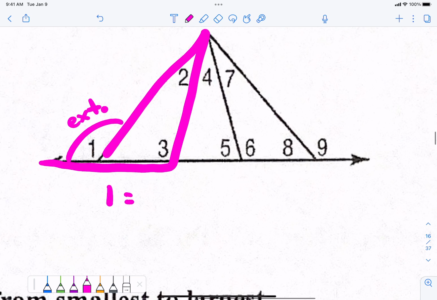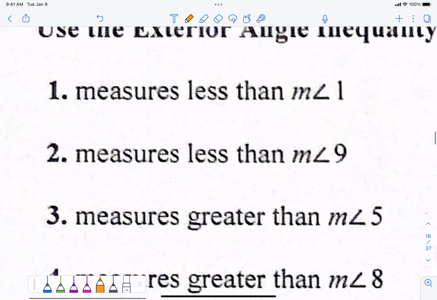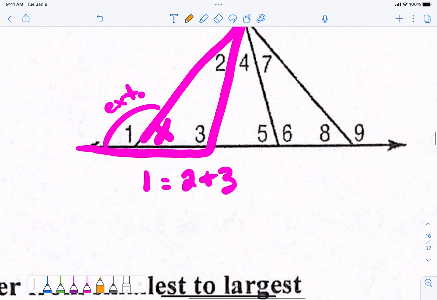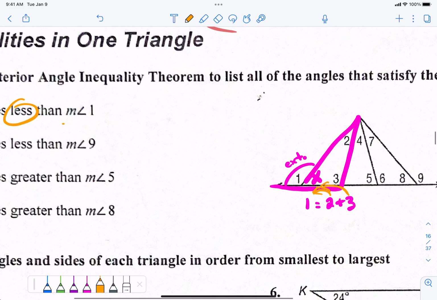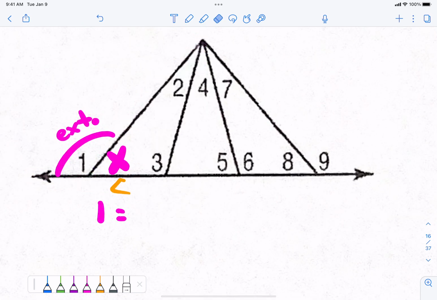Angles 3 and 2. 2 and 3, right? We don't talk about this angle. Angle 2 plus angle 3 makes angle 1, right? Okay? So if we're talking about angles smaller than angle 1, which two angles have to be less than angle 1? Angle 2 and angle 3, because when I add them together, they make up all of angle 1. So I know 2 individually and 3 individually are less than angle 1, yeah? Okay, alright, let's move on to this one.